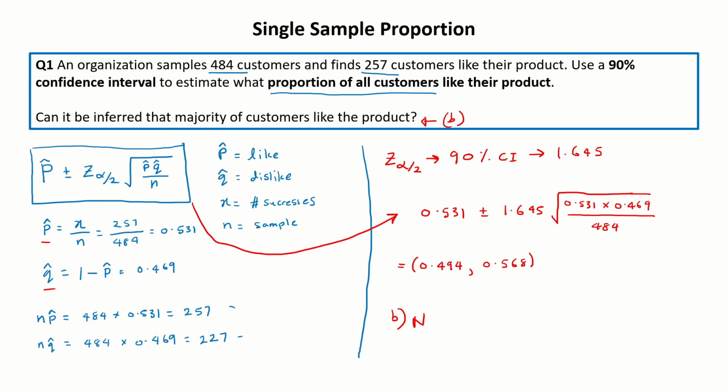And the answer to that would be no, because the lower bound of the confidence interval is less than 0.5, it's less than 50%. So there is a chance, there is a probability that the true proportion of customers that like the product can be slightly less than 50%. So we cannot infer or we cannot conclude that majority of the customers like the product because the lower bound is less than 50%.